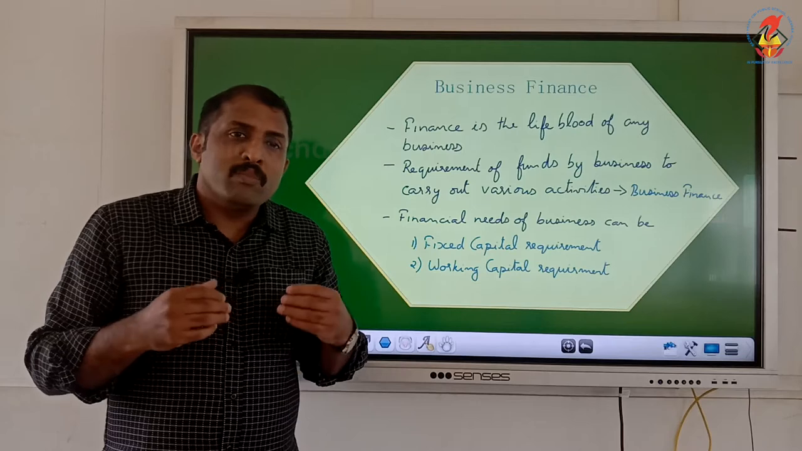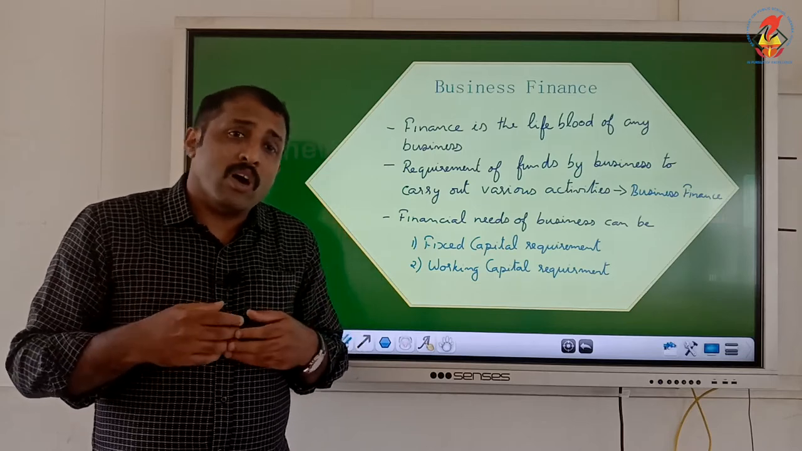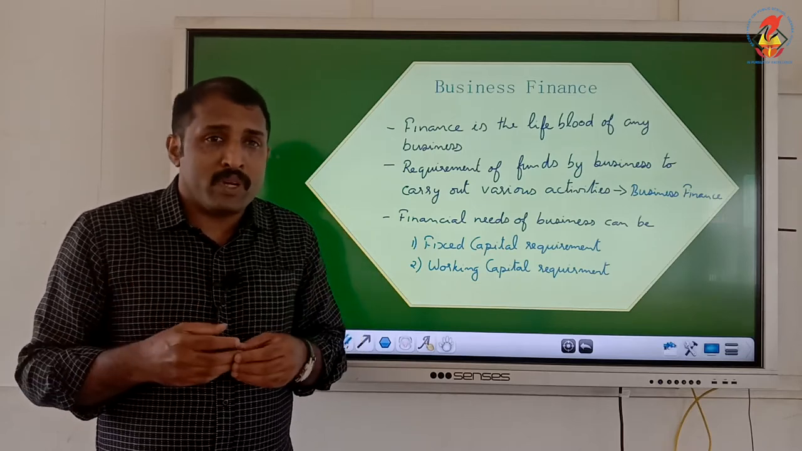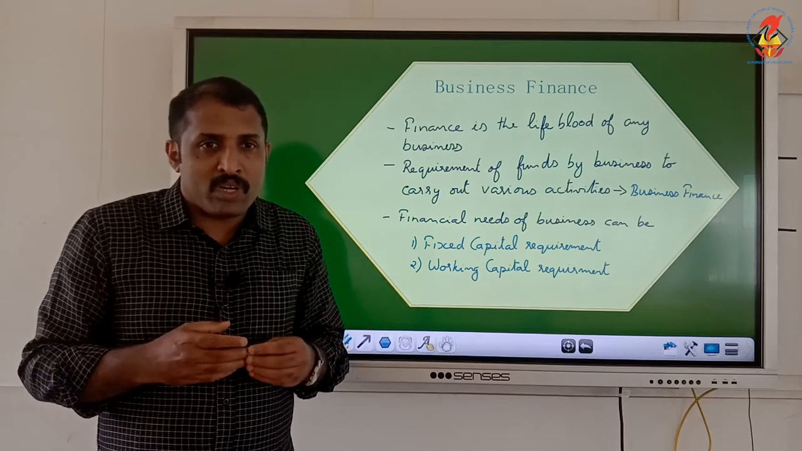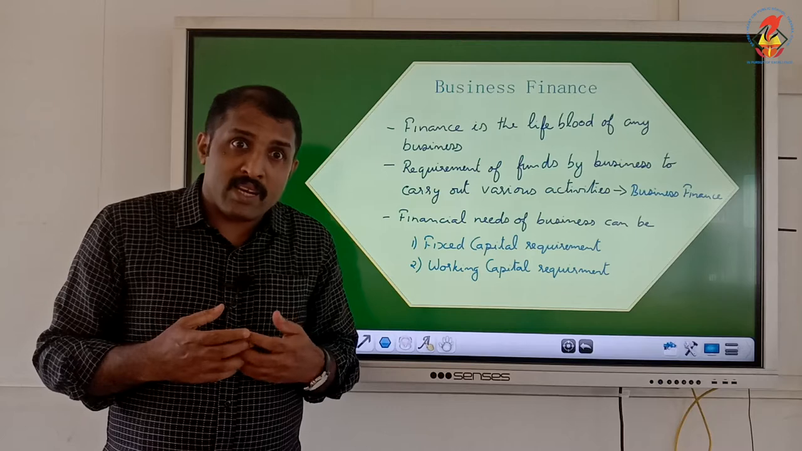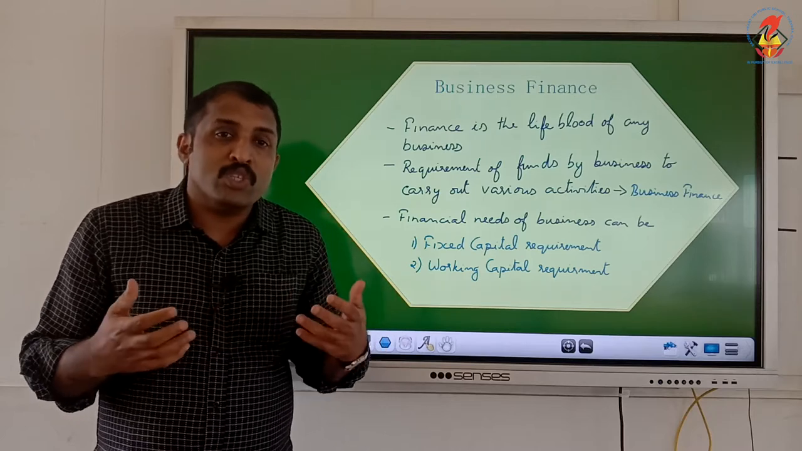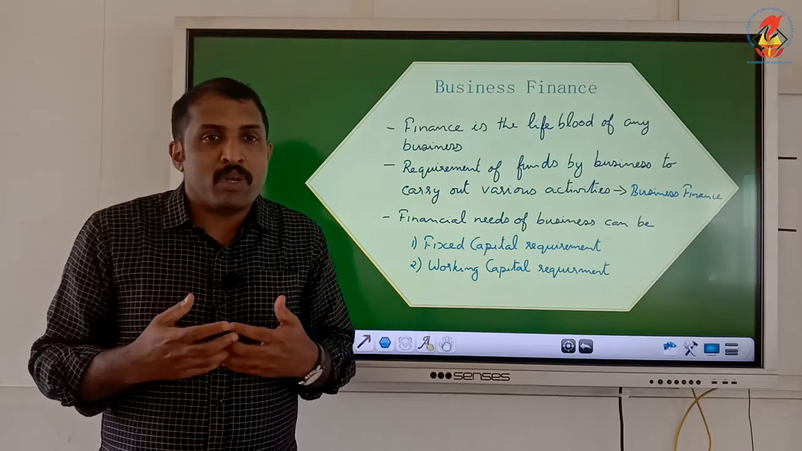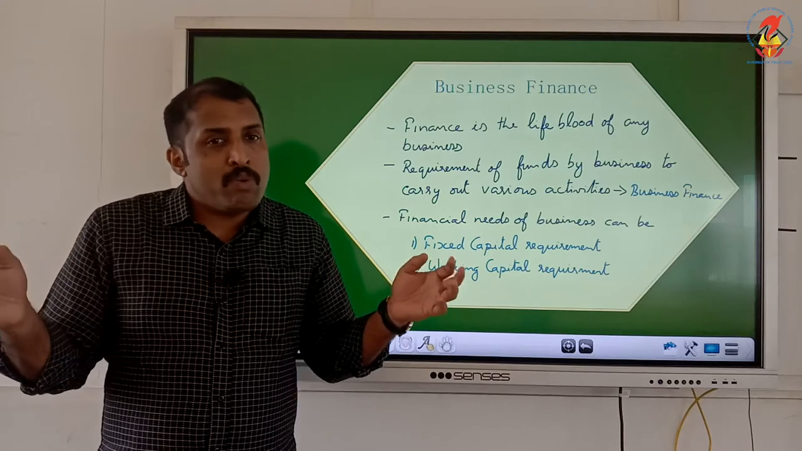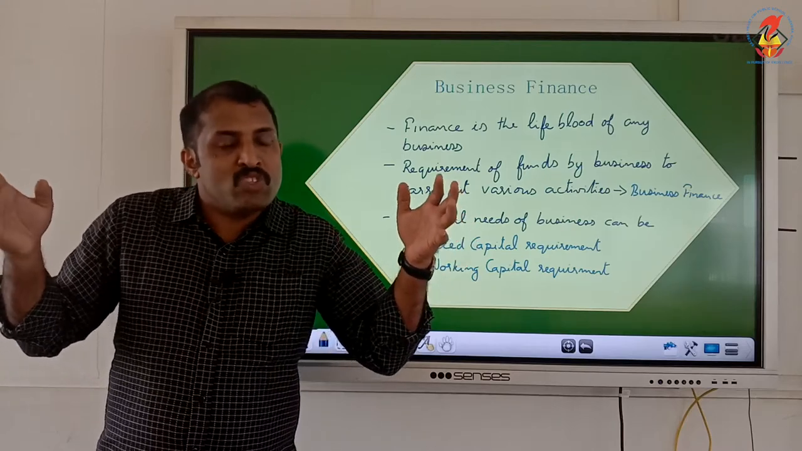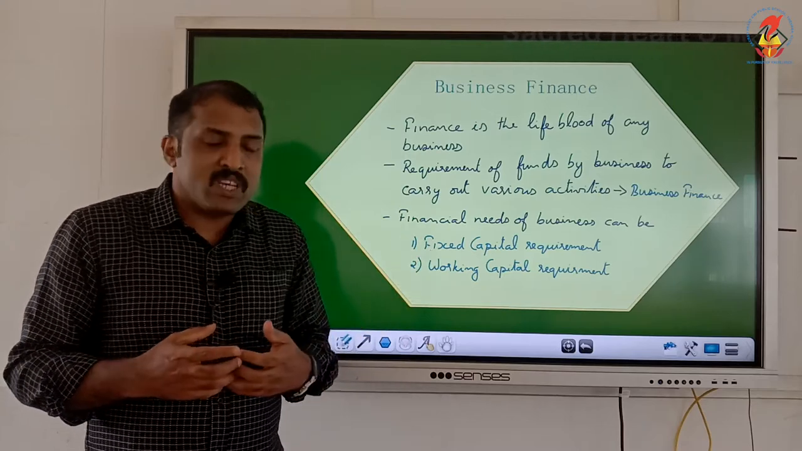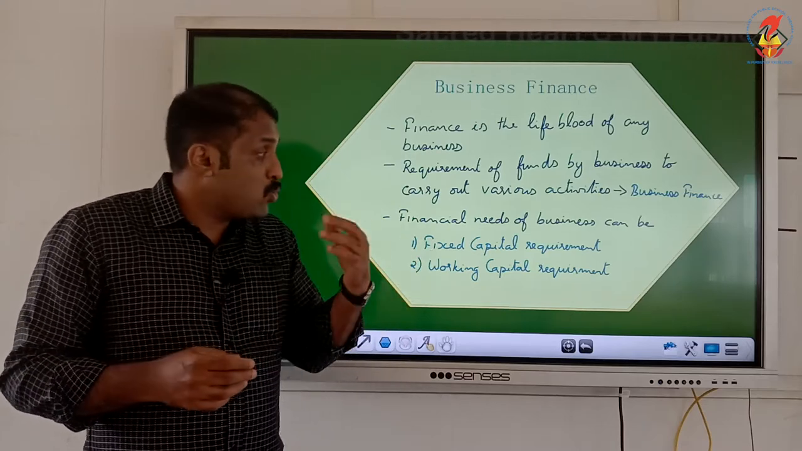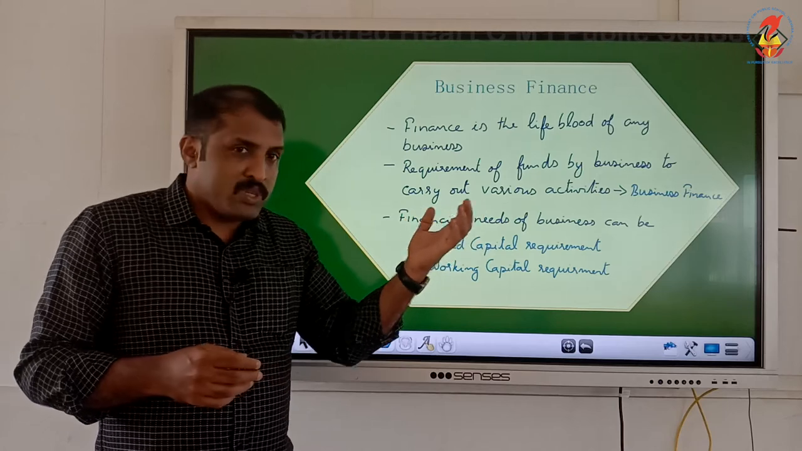It will be giving its benefit only after a longer period. We can reap the benefit out of that investment after a longer period. We have to purchase a land, it's a fixed capital requirement. We have to purchase machinery, it's a fixed capital requirement. So that portion of money which is invested in the fixed assets of a firm, we call by the name fixed capital requirement. That is one type of financial need of business.